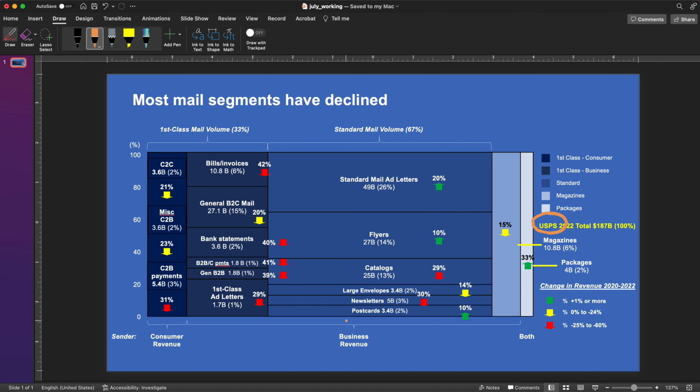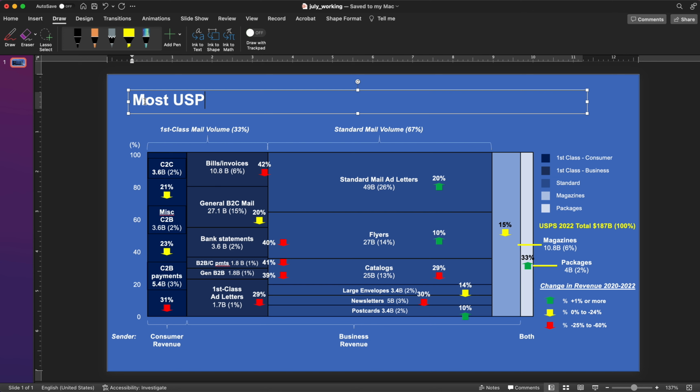And declined in what exactly also kind of took me a minute to find. I can see that the total was $187 billion. So I'm guessing we're talking about mail segments have declined in revenue. The next thing I'd like to know is when. And if I hunt around a little further, I can see that the change happened between 2020 and 2022. So before we even go any further and examine the infographic, I want to change the title. Most USPS mail segments have declined in revenue 2020 to 2022.